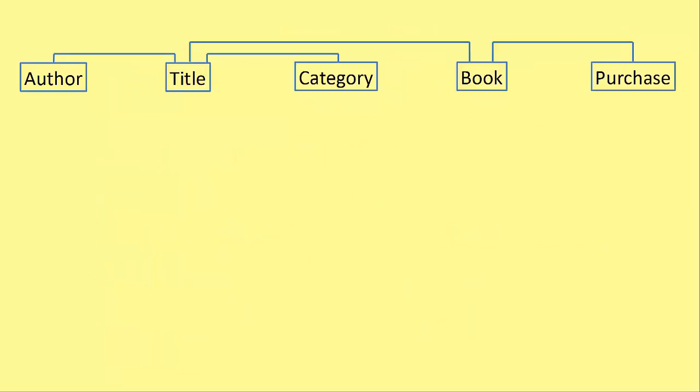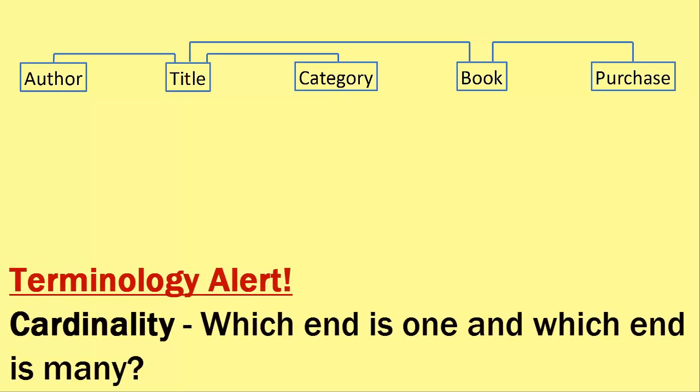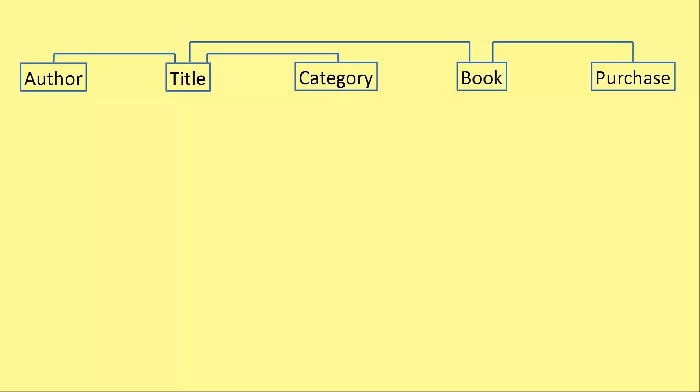In the previous video, we ended up with this series of links on these objects. So author was linked to title. Title was linked to both category and book, and book was linked to purchase. Now we have to decide the cardinality of these links. Cardinality is just a clever word for which end is one and which end is many. In a good relational database design, everything is one to many. There are some very specialist cases where it could be one to one, but it must never be many to many. So let's get going.